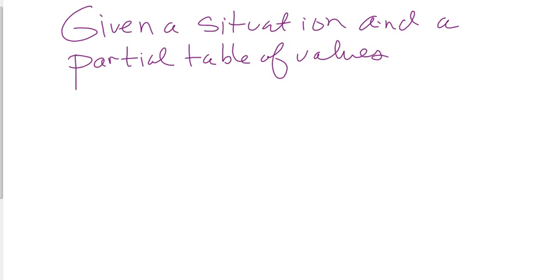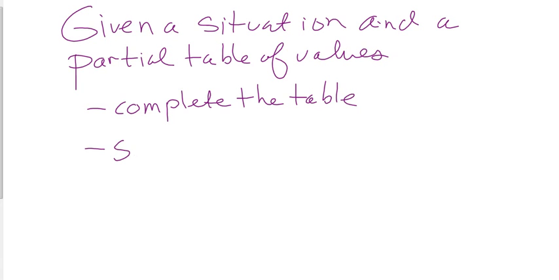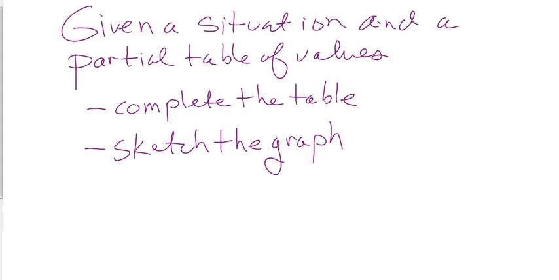So show up. Given a situation, a partial table of values. Complete the table. Sketch the graph. Remember, sinusoidal graphs in 4 parts, right? From the midline to the max, from the max to the midline, from the midline to the min, and from the minimum back to the midline. And you could start anywhere. Maybe they start at the midline, maybe it starts at the minimum, maybe it starts at the maximum, but you know what it does from each part. So just, you know, be aware of what's going on.